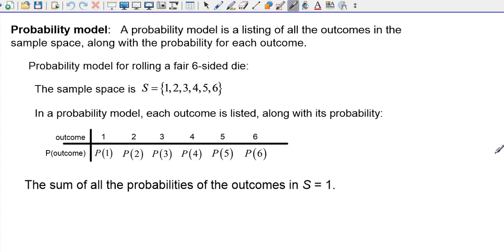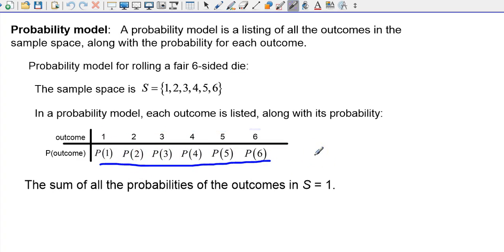A probability model is a listing of all the outcomes in the sample space along with the probability of each outcome. So let's say we wanted to create a probability model for rolling a fair six-sided die. The sample space is 1, 2, 3, 4, 5, 6. So in a probability model, we usually do kind of like a horizontal T-chart like this. And on the top, we'll list all the outcomes. The outcomes are 1, 2, 3, 4, 5, and 6. And then below that, we'll list the corresponding probabilities. The probability of getting a 1, the probability of getting a 2, and 3, and 4, and 5, and 6.